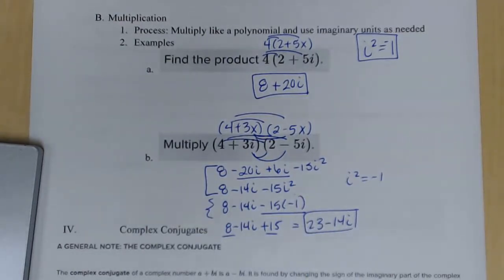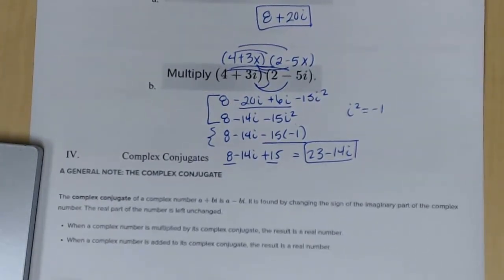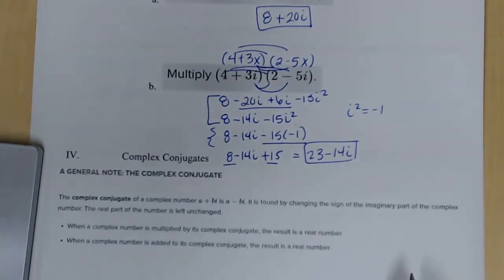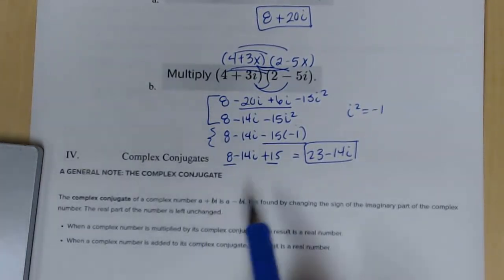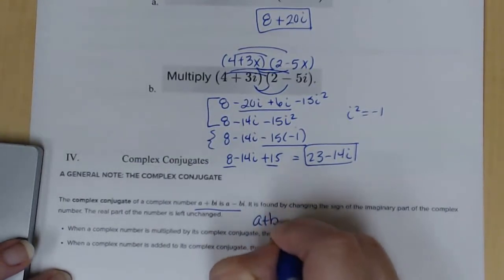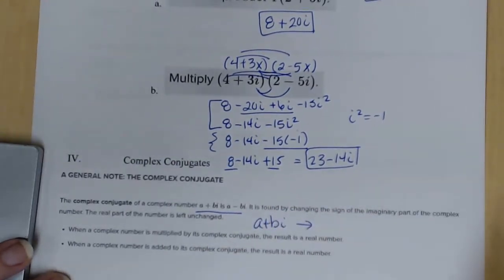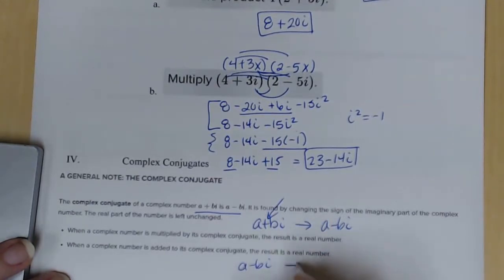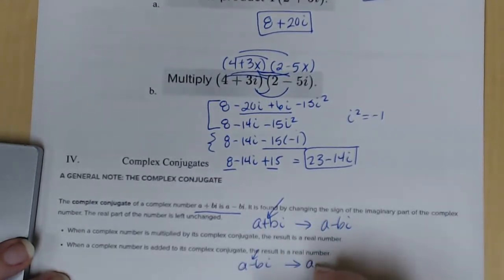Now the last operation we need to do is division, but before we can talk about division, we need to talk about the idea of complex conjugates. A general note, the complex conjugate of a complex number, a plus bi, is a minus bi. It is found by changing the sign of the imaginary part of the complex number. The real part is left unchanged. So if I have some number a plus bi and I need to find its complex conjugate, you just change this middle sign to give you a minus bi. Likewise, if you start with a minus bi, again, you just change that sign there and that gives you a plus bi.